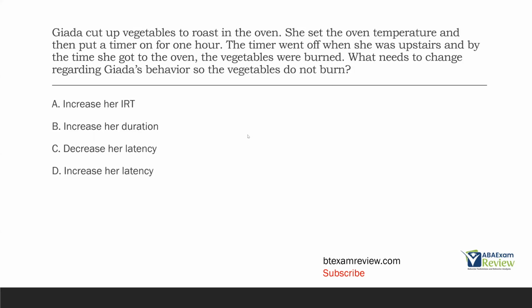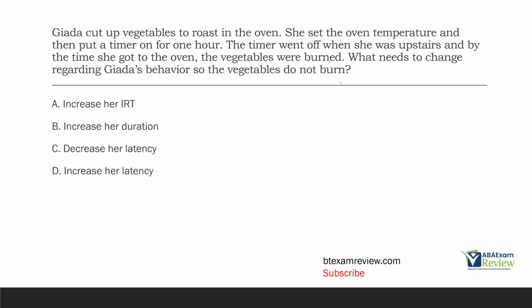Giada cut up her vegetables to roast in the oven. She set the oven temperature and then put a timer on for 1 hour. The timer went off when she was upstairs, and by the time she got to the oven, the vegetables were burned. What needs to change regarding Giada's behavior so the vegetables do not burn?